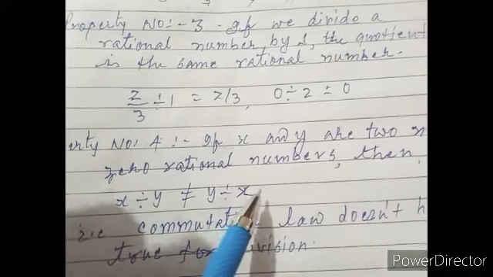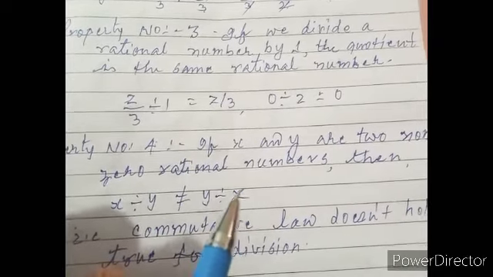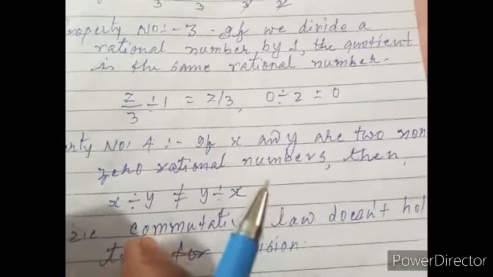Now let us see property number 4. If x, y are two non-zero rational numbers, then x divided by y is not equal to y divided by x. Just as we have seen in the commutative law of multiplication of rational numbers, x into y was equal to y into x. Similarly, x divided by y is not equal to y divided by x. That is, the commutative law doesn't hold true for division of rational numbers. Clear?